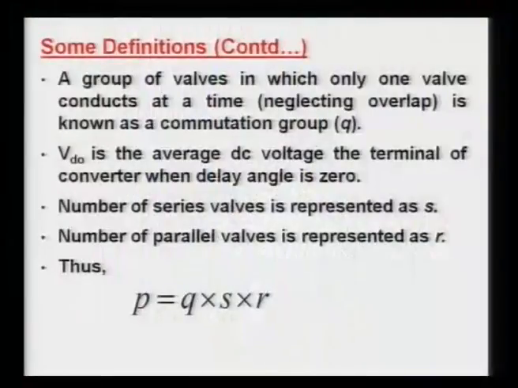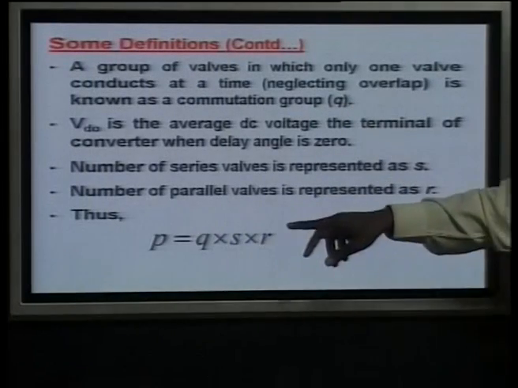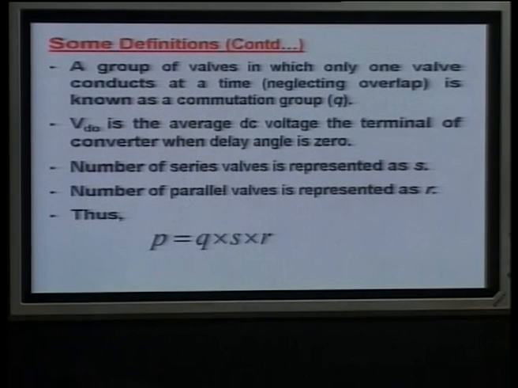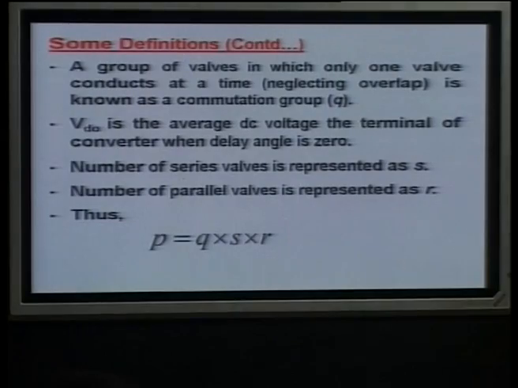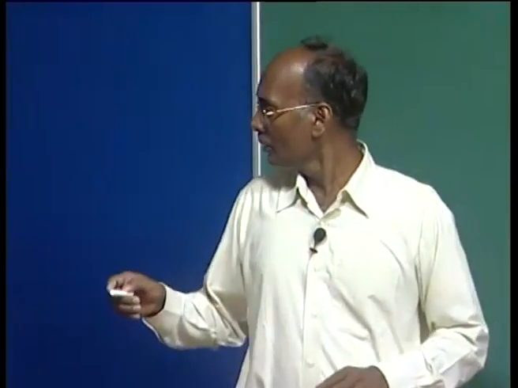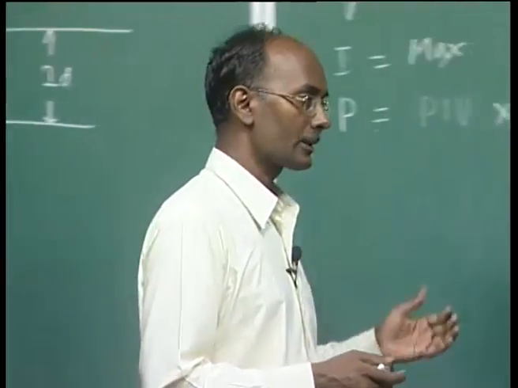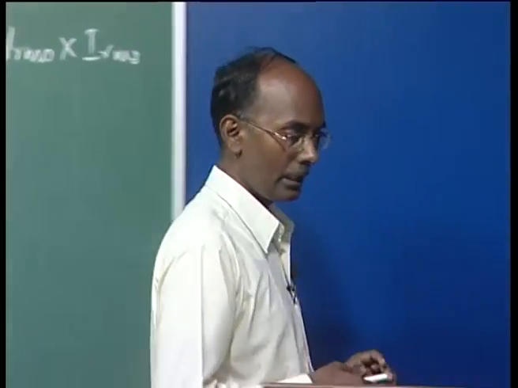To realize it, you can see the equation which is written: P, the pulse number, is equal to Q multiplied by S multiplied by R. Here Q is the same commutation group, S is defined as the number of series valves, and R is the number of parallel valves in a converter bridge. So, this pulse number is basically the multiplication of the three quantities, and we will see what should be the optimal values of Q, S and R that will give better performance of a converter circuit, and we will analyze that later on.